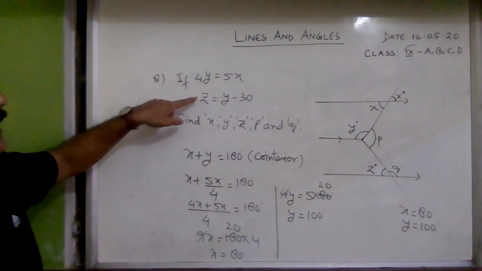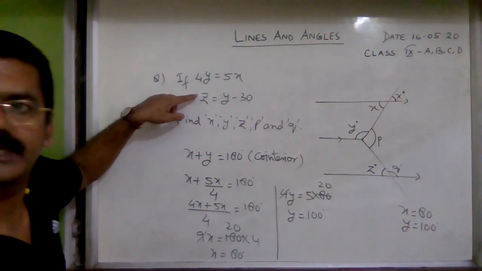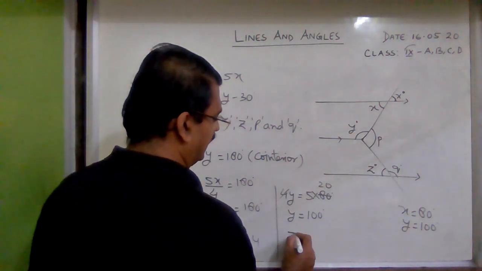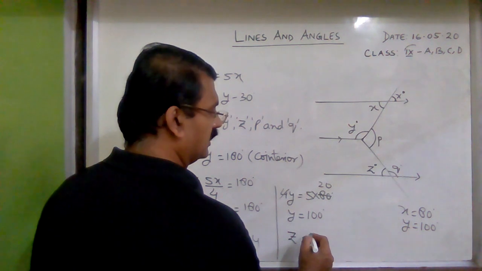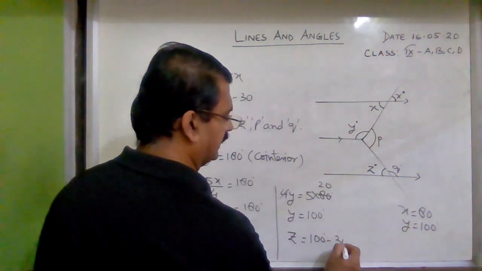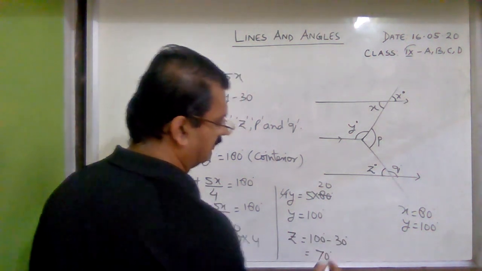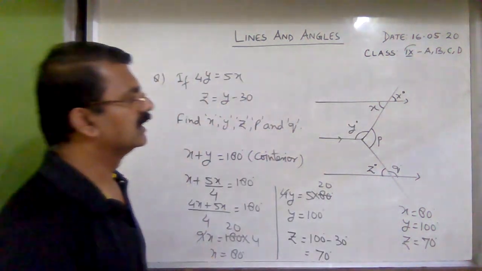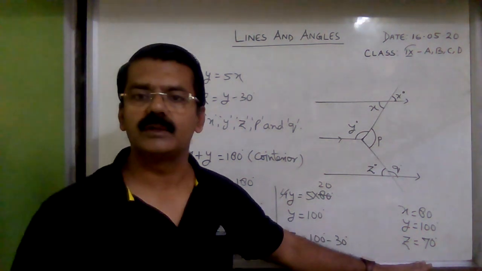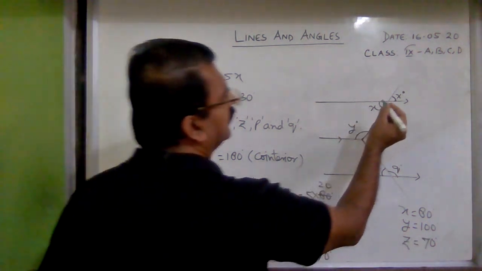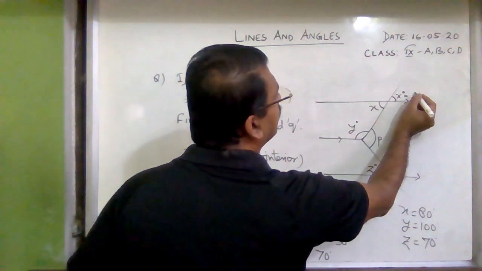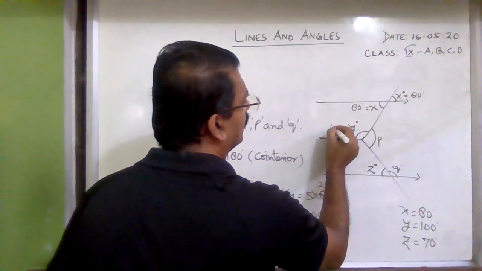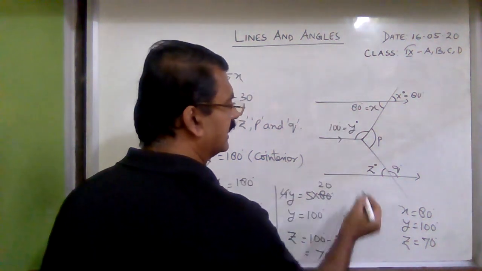Now from the second condition given in the question, that is z is equal to y minus 30, z is equal to 100 minus 30, and 100 minus 30 will be 70 degrees. So we have found z is equal to 70 degrees. Clear? So we have found x is equal to 80 degrees, this is also 80 degrees, y is equal to 100 degrees, and z is equal to 70 degrees.